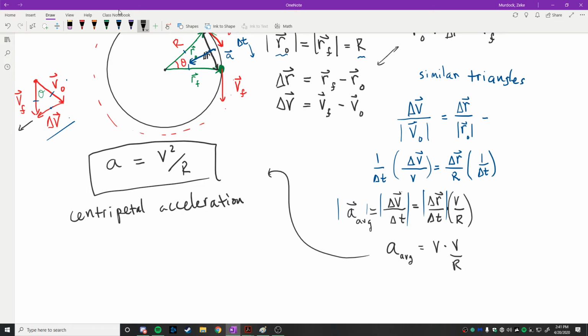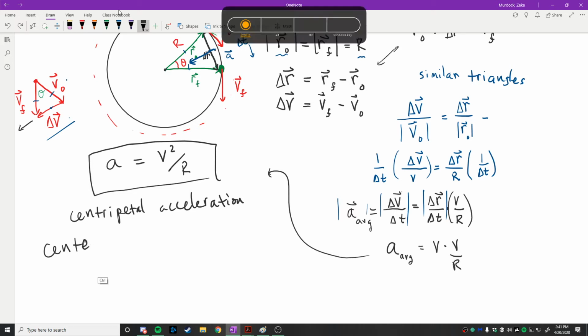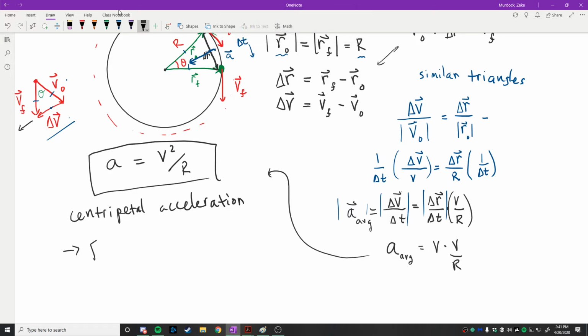The word centripetal means center seeking. It means it points toward the center. Do I have to write center seeking? I don't have to write that, right? I'll just say that this type of acceleration always points toward the center of the circle. And we usually put a little c right here for centripetal acceleration, and it's given by the velocity of the object squared divided by the radius.